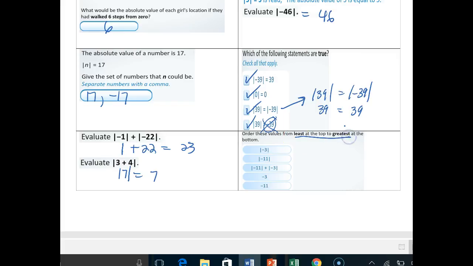Finally, order these values from least to greatest, right? So the furthest away from 0 is going to be at the top, and the closest to 0 is going to be at the bottom. Easiest thing to do is write these out and then say, okay, what are they equal to, right? So first, absolute value of negative 3 is 3. Absolute value of negative 11 is positive 11. Negative 11 absolute value plus the absolute value of negative 3 is really 11 plus 3, which is 14. Negative 3 is just negative 3, and negative 11 is negative 11. So the least number, the furthest away from 0, from 3, 11, 14, negative 3, negative 11, is negative 11, followed by negative 3, followed by 3, followed by 11, followed by 14.